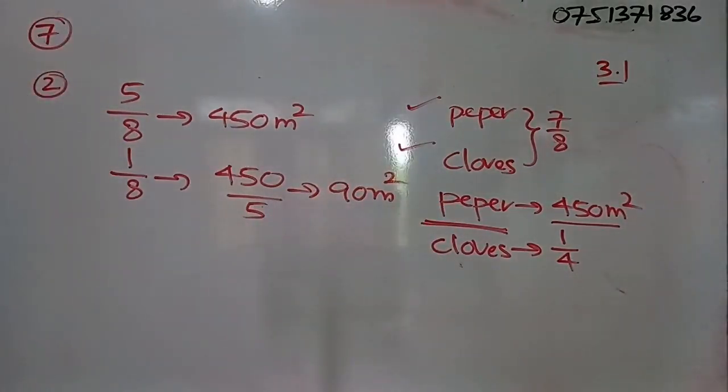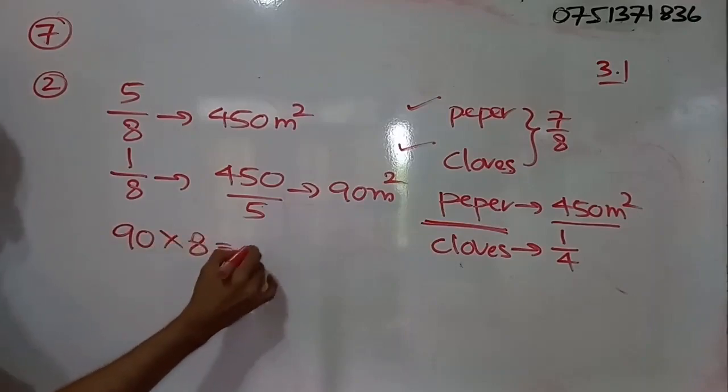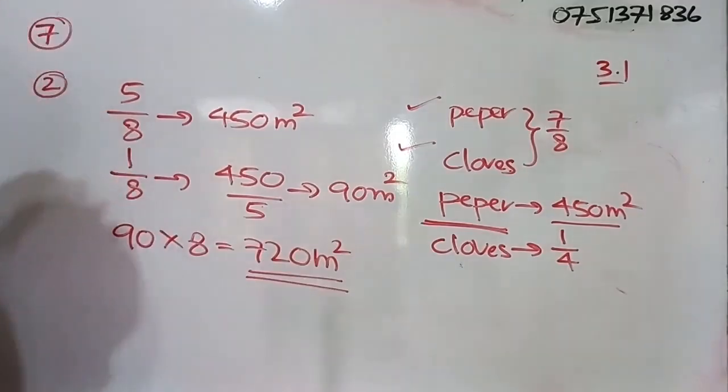So in the question, what are they asking? The area of the whole land. So what do we have to do? Take 90 and multiply it by 8. So 720 square meters. That is the answer.